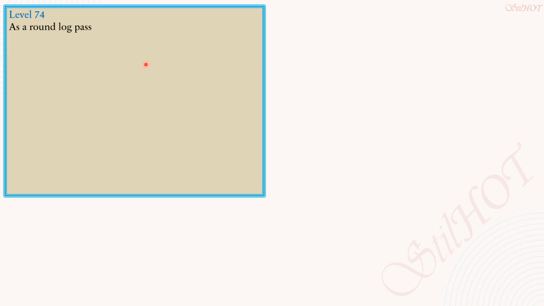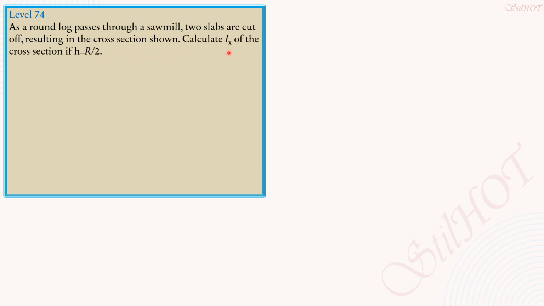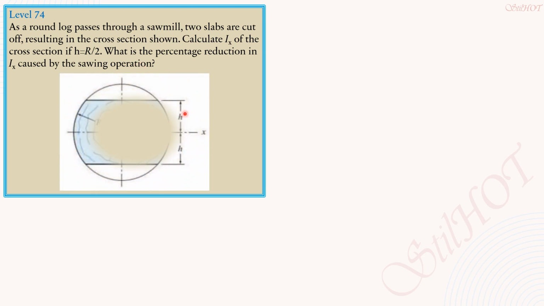Level 74, as a round log passes through a sawmill, two slabs are cut off, resulting in the cross-section shown. Calculate the moment of inertia with respect to the x-axis of the cross-section if h is r over 2. What is the percentage reduction in Ix caused by the sawing operation? So here is the given figure. For this cross-section here, let's compute the moment of inertia with respect to the x-axis.